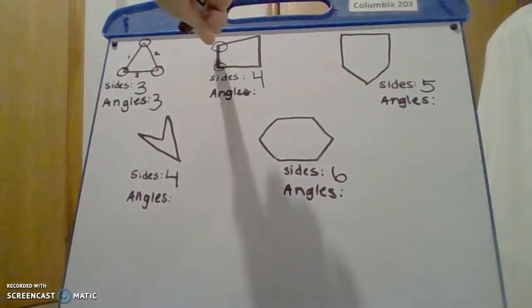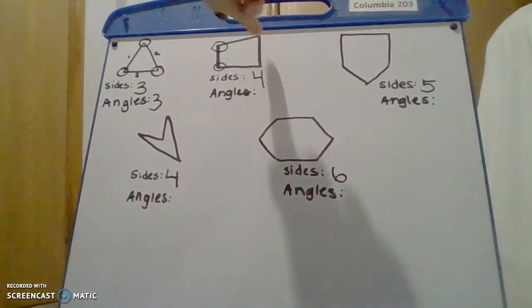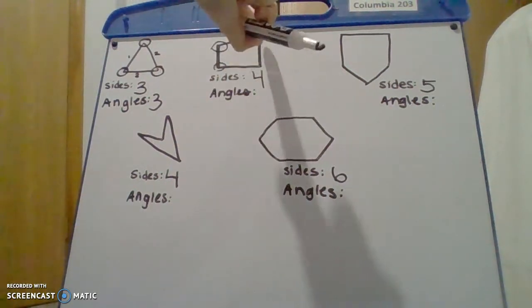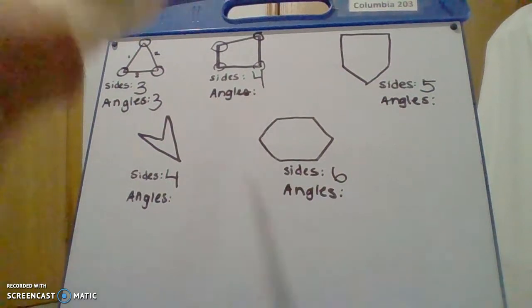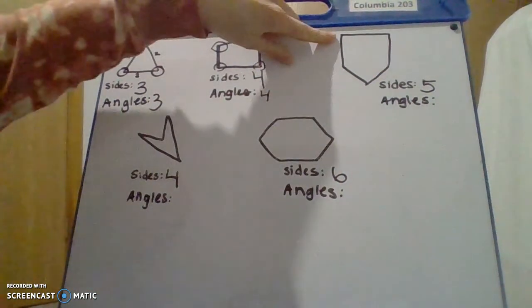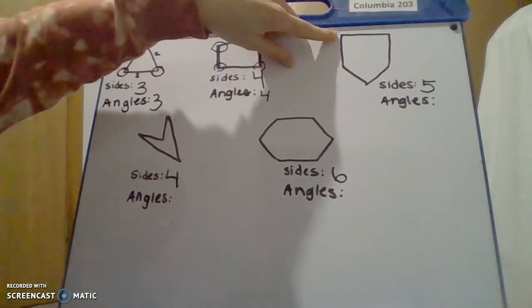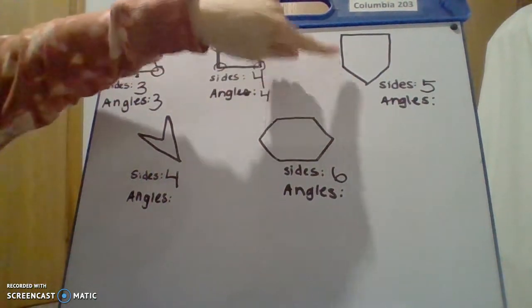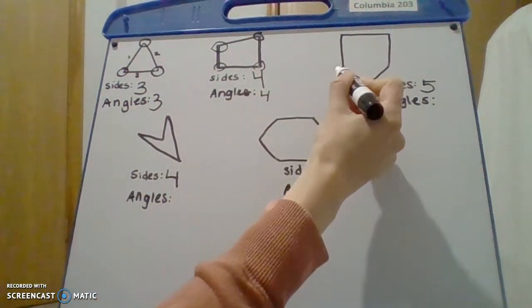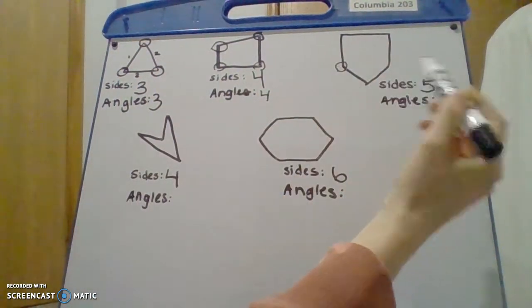These two sides connect to make this angle. So you can see this side and this side connect. This angle, this side and this side connect to make this angle. So we have 4 angles. Let's look at this one. This side and this side, which I know is a little harder to see, but they are two sides and they connect to form an angle.